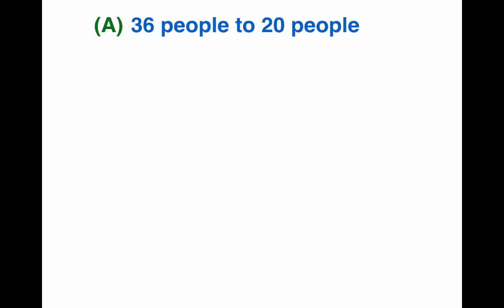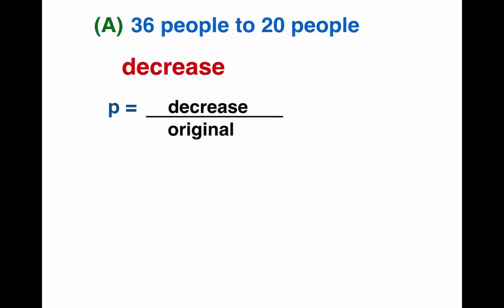So 36 people to 20 people is a decrease problem. We're going to do P equals decrease over original. How much of a drop is it from 36 to 20? Oh, it's a drop of 16, so negative 16. But originally, you started with 36. So negative 16 over 36.